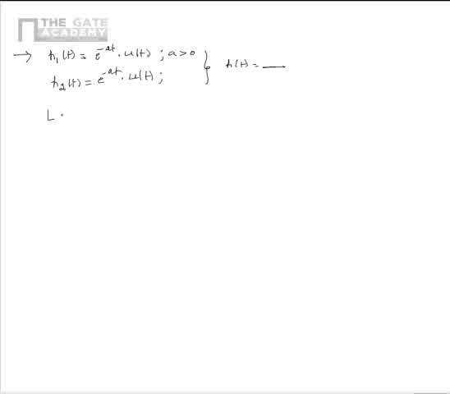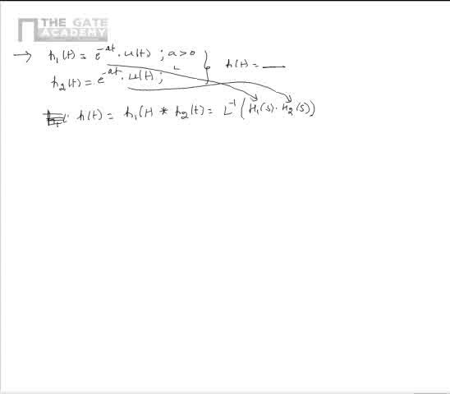We know that the overall impulse response of the cumulative system h of t can be given as h1 of t convolved with h2 of t, which is equal to L inverse of h1 of s multiplied by h2 of s, where h1 of s is the Laplace transform of h1 of t and h2 of s is the Laplace transform of h2 of t.